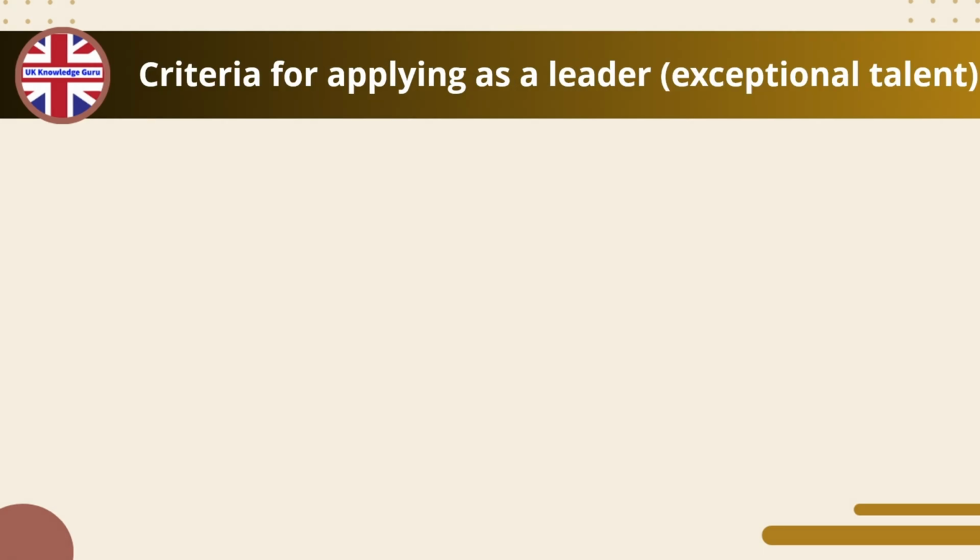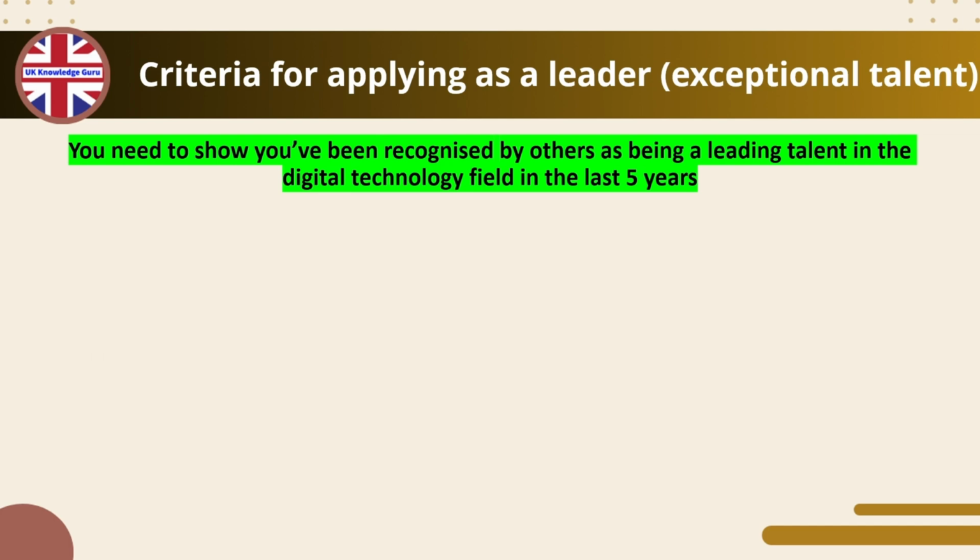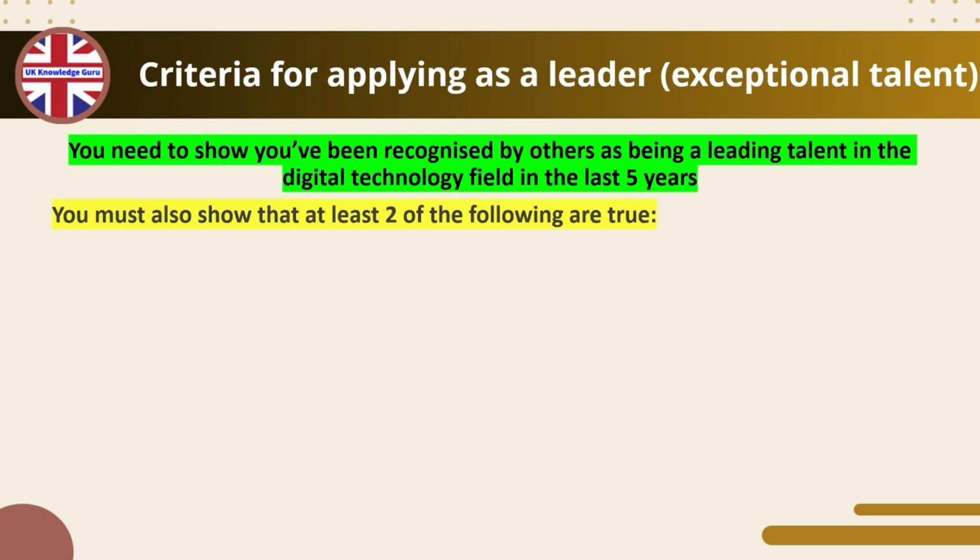Now let's understand the criteria for applying as a leader. Like we discussed, there are two types. One is as a leader, the other one is potential leader. So now we are discussing the leader. You need to show you are recognized by others as being a leading talent in the digital technology field in the last 5 years. You must also show that at least two of the following are true.